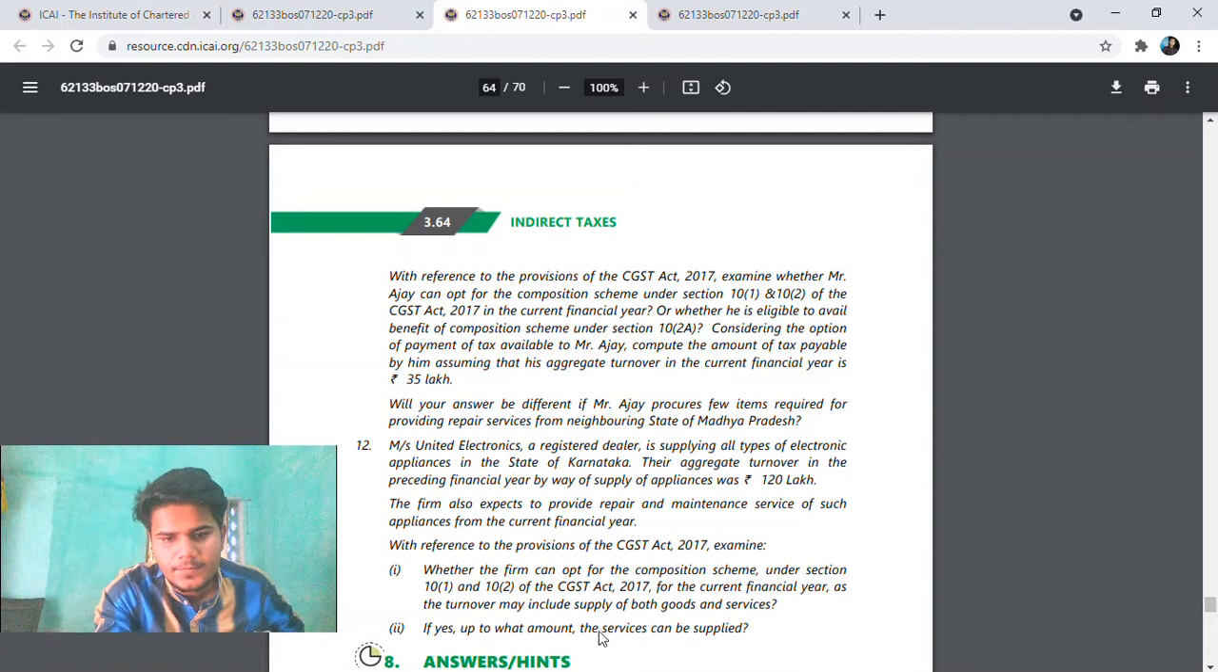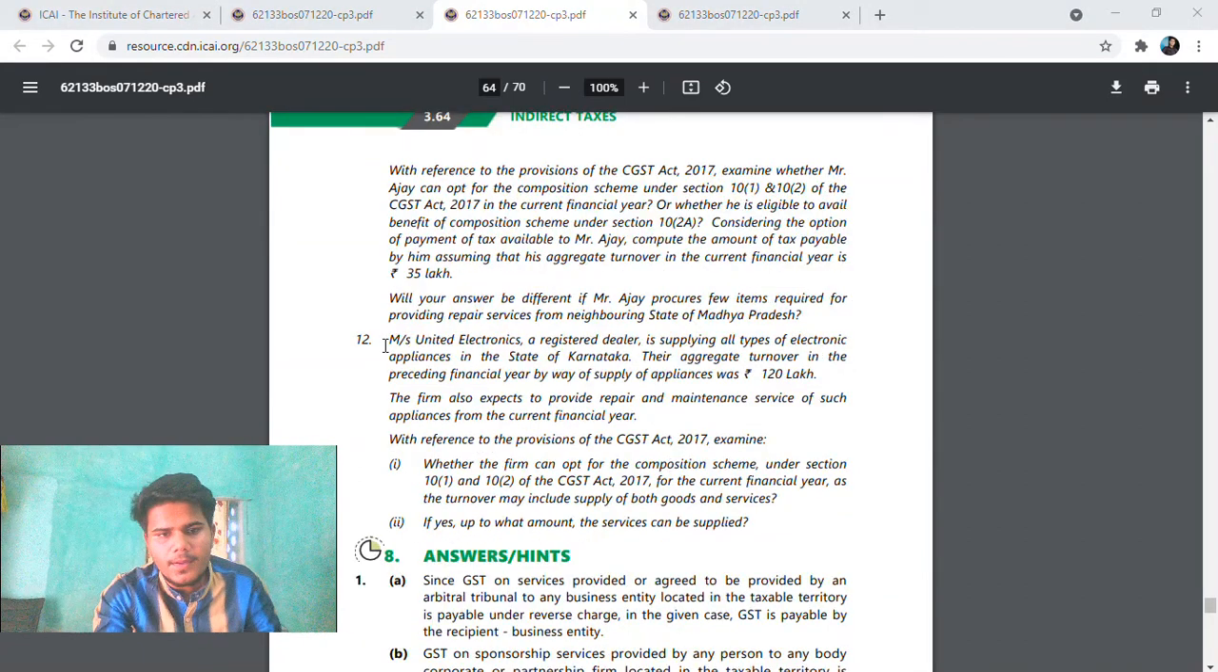Okay. Question number 12. Messrs United Electronics is a registered dealer supplying all types of electronic appliances in the state of Karnataka. Their aggregate turnover in the preceding financial year by way of supply of appliances was 120 lakh rupees. The firm also expects to provide repair and maintenance service of such appliances from the current financial year. With reference to the provisions of the GST Act 2017, examine whether the firm can opt for composition scheme under section 10(1) and 10(2) of the GST Act 2017 for the current financial year, as the turnover may include supply of both goods and services.